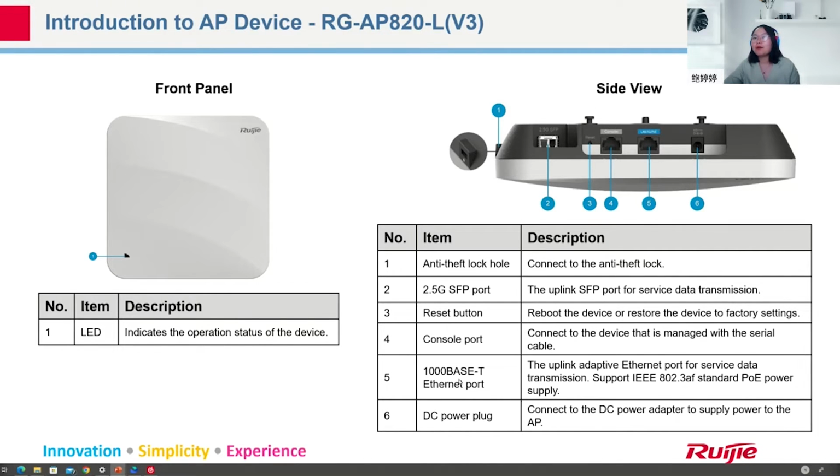We have a 1 gigabit BASE-T Ethernet port. And you can also use a network cable to connect with this link and then open the web page to do the configuration. And this is the DC power plug. You can use a power cable to connect here and provide power for the device. Of course, you can also use a PoE switch, using a network cable to connect with the number 5 port to provide the power. It also can work.